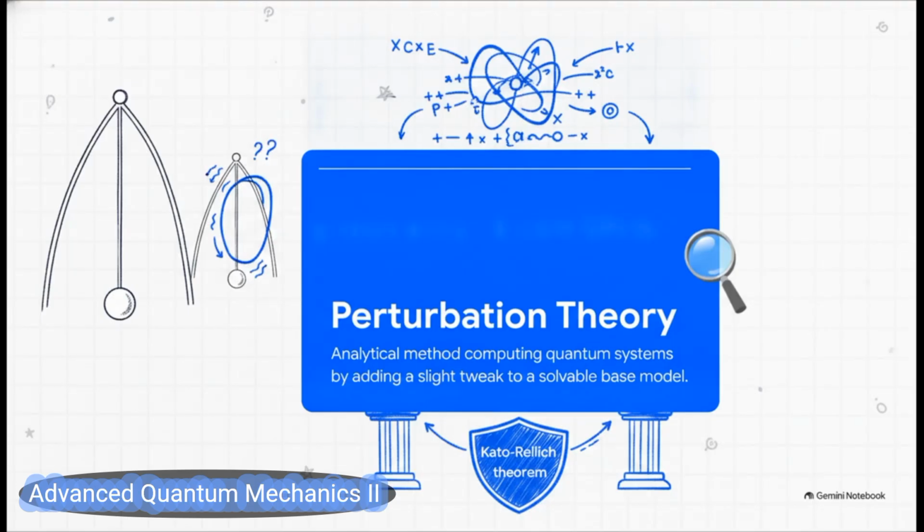Think of it kind of like calculating the swing of a perfect pendulum in a vacuum. Once you have that exact mathematically pure swing figured out, you really don't want to start entirely from scratch the second you take that pendulum outside. Instead, you use perturbation theory as a specific mathematical tool to just add a slight breeze to your existing equation and see what happens. Physicists use strict mathematical rules, like the Kato-Rellich theorem, to ensure that when they add these little tweaks, the whole equation remains stable and doesn't just spiral out into infinite nonsensical garbage.